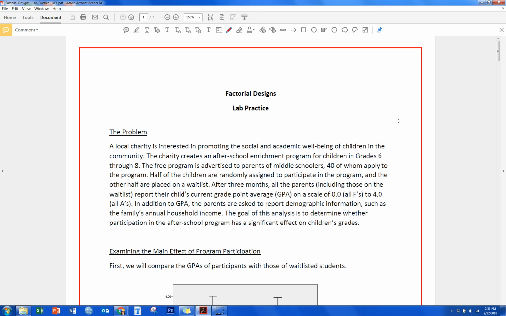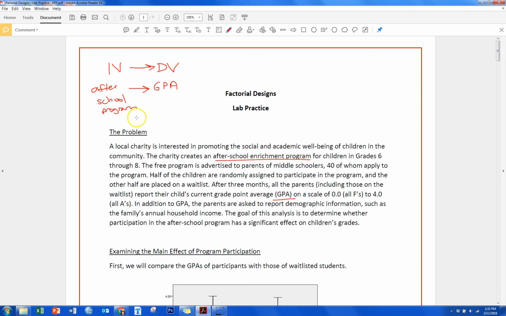This is an experimental design. In an experimental design, the independent variable is manipulated, and we look to see what the effect is on the dependent variable. So in this situation, the independent variable is participation in the after-school program. So our independent variable is the after-school program, and the dependent variable is GPA. So we're interested in the effect of the after-school program on GPA.